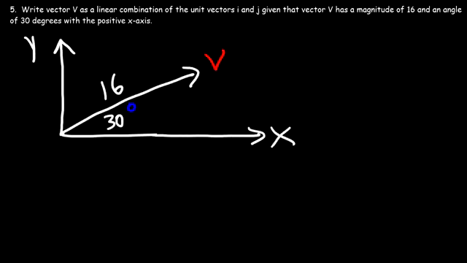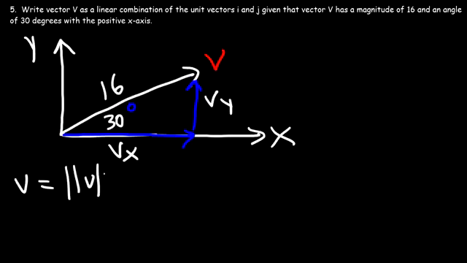So what we're looking for are the x and y components. We need to determine Vx and Vy. But let's use the formula that we wrote earlier. So vector V is going to be the magnitude times cosine. That's going to give us the x component. And to get the y component, it's going to be the magnitude times sine.